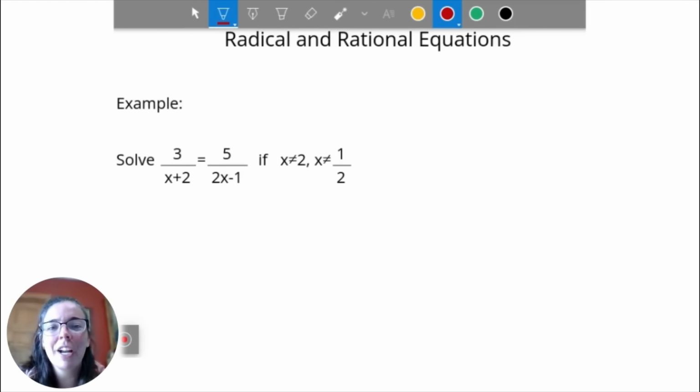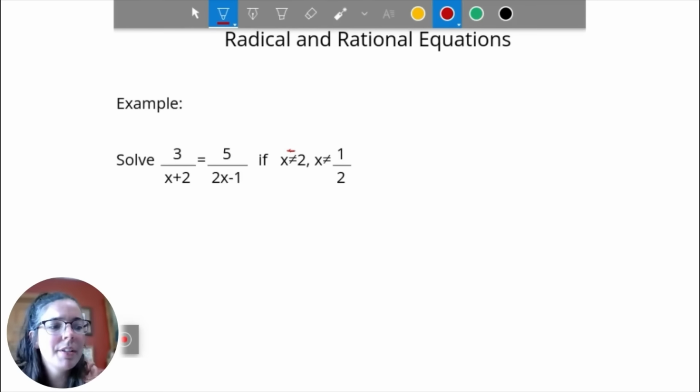All right, radical and rational equations is another thing we need to practice. So we need to solve maybe something like this. 3 over x plus 2 equals 5 over 2x minus 1 if x does not equal 2 and x does not equal 1/2. Actually, this should say x does not equal negative 2. Sorry, I think I had a typo there. X does not equal negative 2 and x does not equal 1/2.